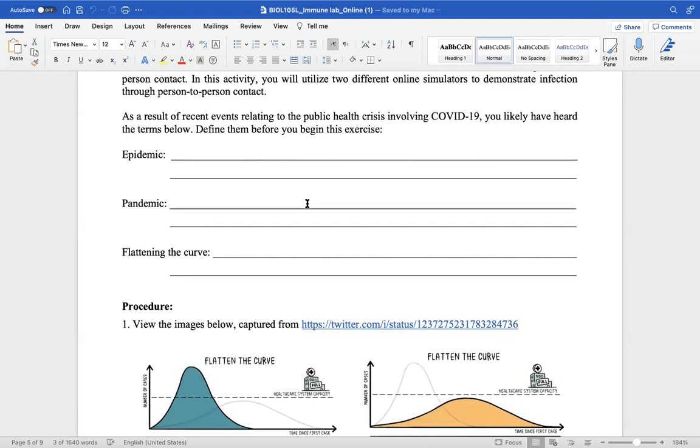As a result of recent events, you likely have heard the terms below, and I want you to define these 2 terms before you begin the exercise. You can search them online, and you can write: what is an epidemic, what is a pandemic, and what does flattening the curve mean?